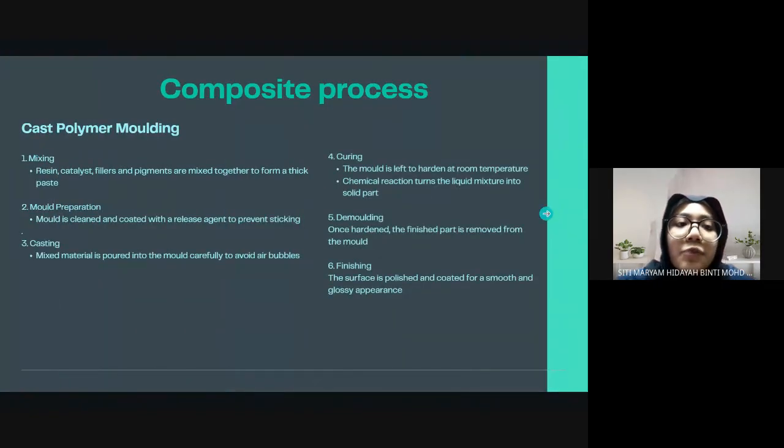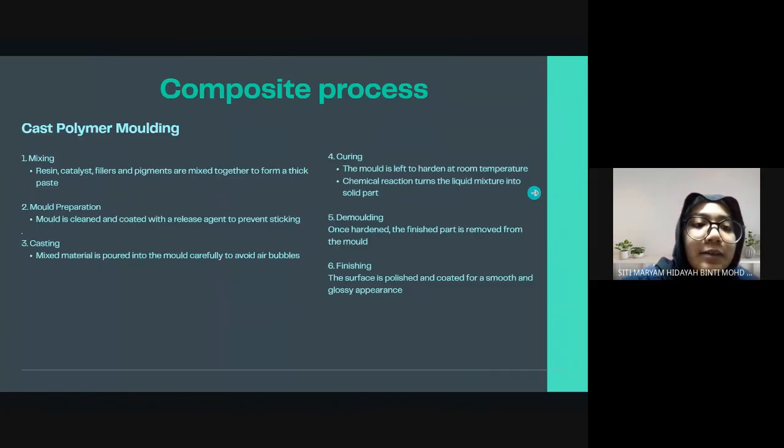The last composite process is cast polymer molding. It only has 6 steps, and the first one is mixing. Resin, catalyst, fillers, and pigments are mixed together to form a thick paste. Then we move to the mold preparation. The mold is cleaned and coated with a release agent to prevent sticking.